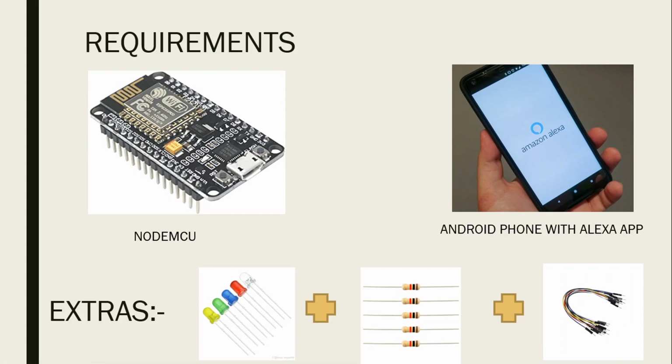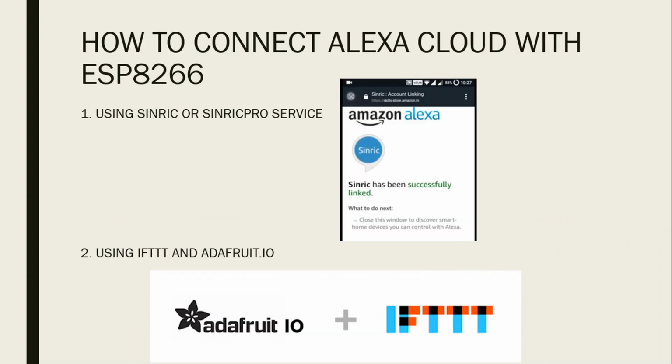So my project, which you already seen the demo, is connected to two LEDs, one of which is red one and the other is green one. So in this project, I will control the intensity using my voice commands, and I will also turn off and turn on the LED using it. So the service which we are using right now is Synric.